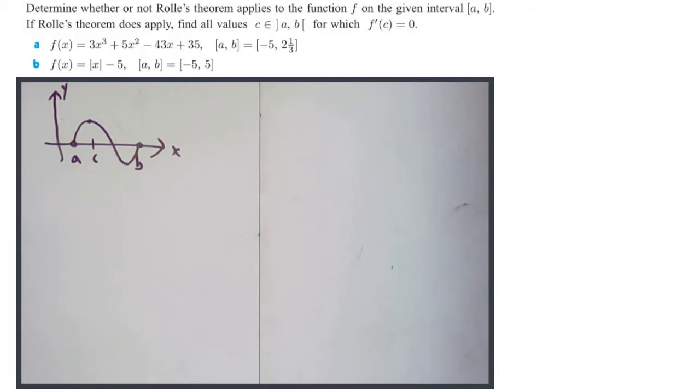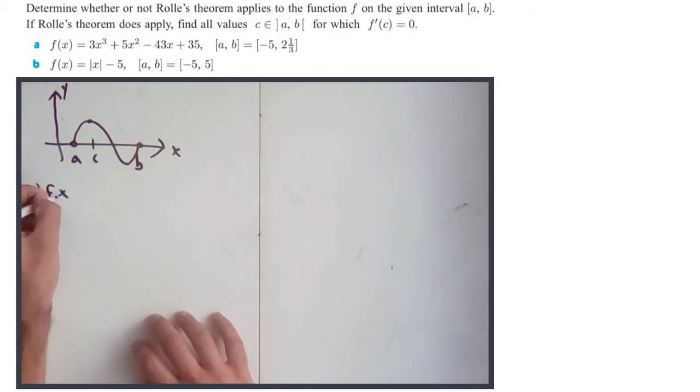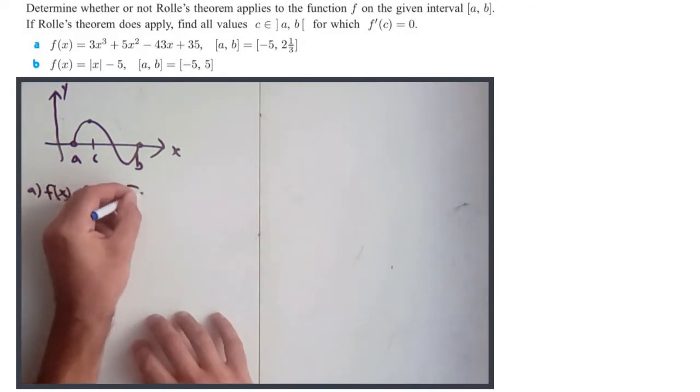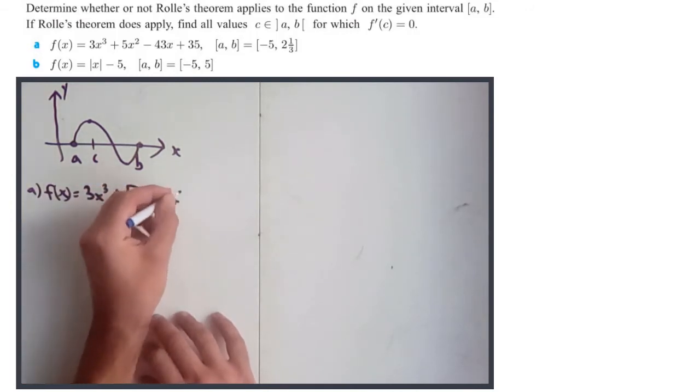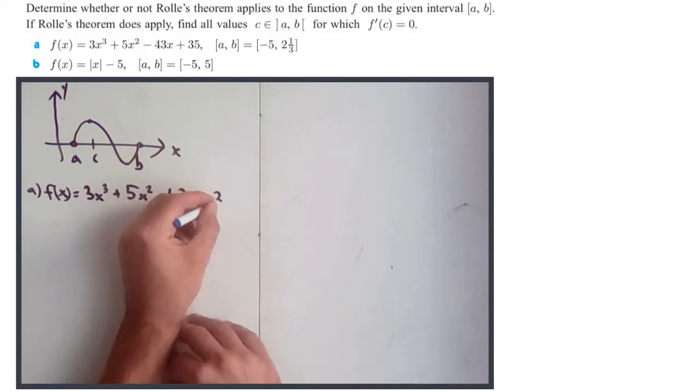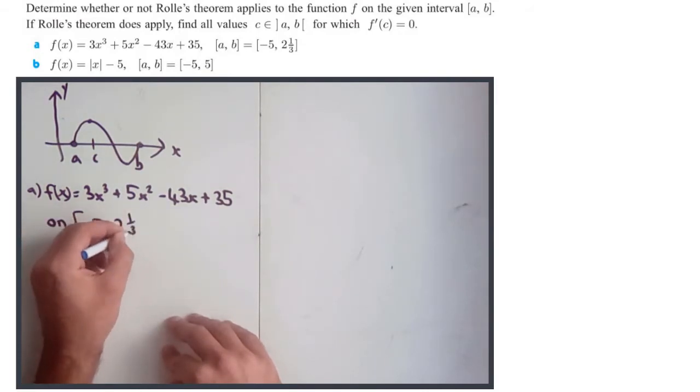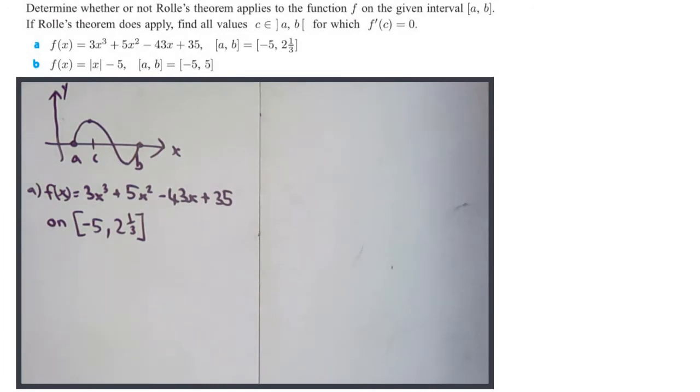So our first f of x is f of x equals 3x cubed plus 5x squared minus 43x plus 35, and the closed interval we're interested in is between -5 and 2 1/3. Just like that, right? So the question says, does Rolle's theorem apply?